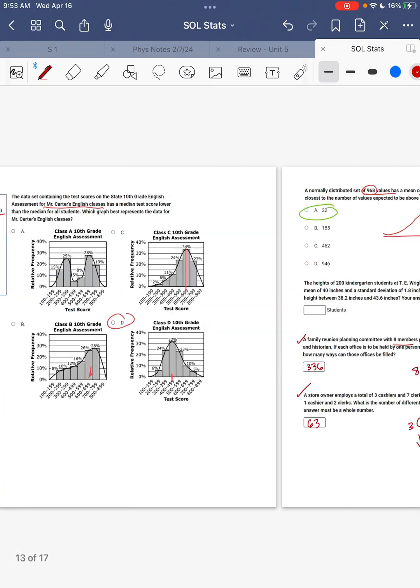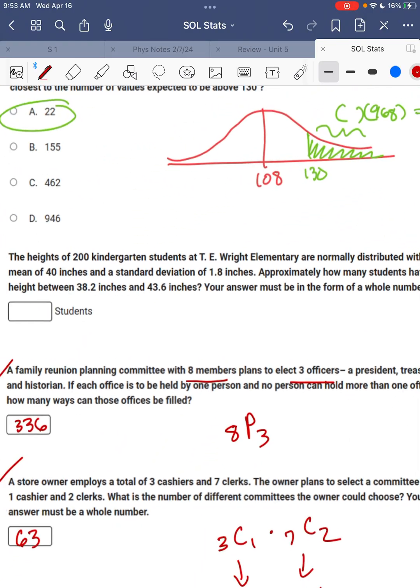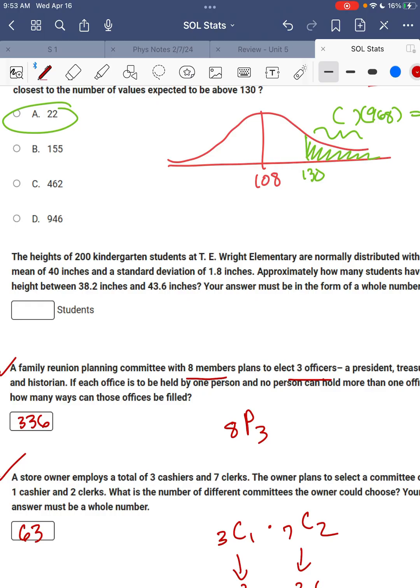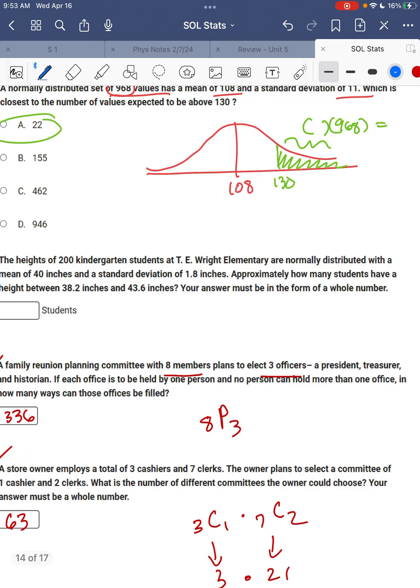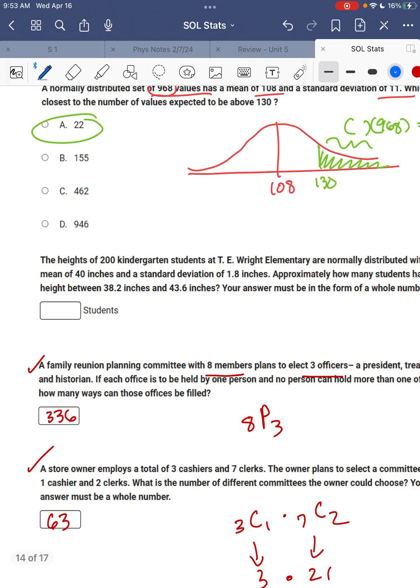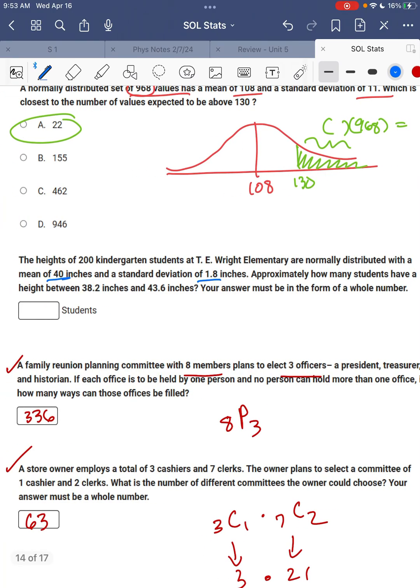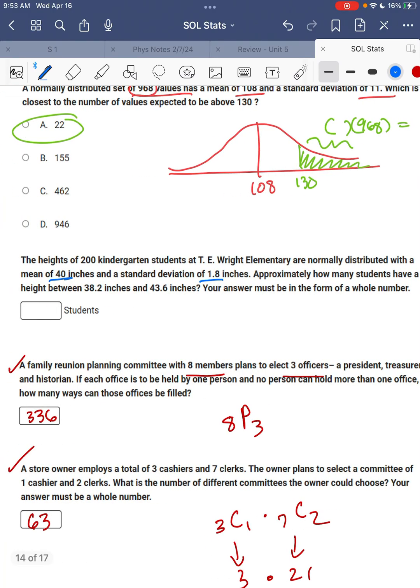All right. So I'm going to go back and do these normal distributions. I thought we were done with it. Sorry. All right, here we go. So the heights of 200 students normally distributed. The mean is 40, standard deviation is 1.8. So how many students have a height between 38.2 and 43.6?